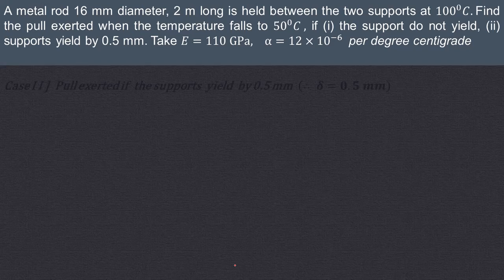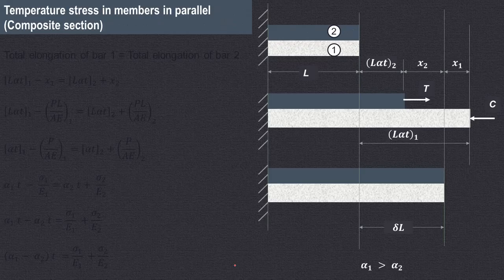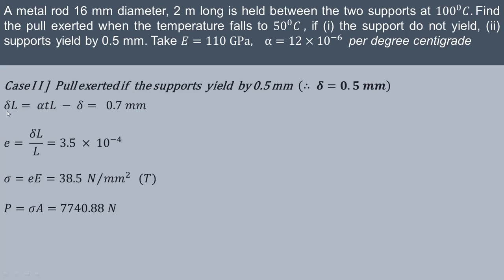Now if the supports slightly move by an amount of 0.5 mm, then what will happen, that we have to see. So suppose delta is 0.5 mm, that is the yielding distance is given as 0.5 mm. Then we know that the deflection will be equal to L alpha T minus delta. So L alpha T, that value we already know, minus delta. So that value comes out to be 0.7 mm. So strain will be equal to delta L upon L. So that value comes out to be 3.5 into 10 raised to minus 4.